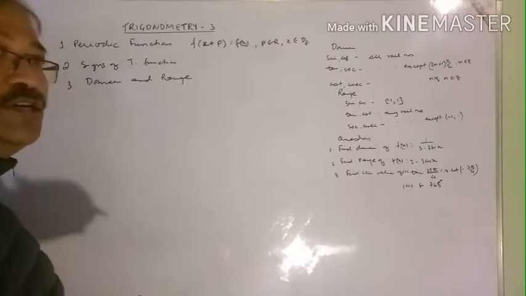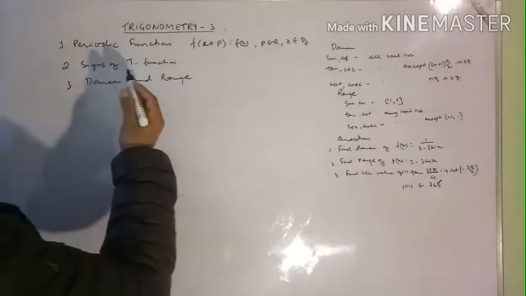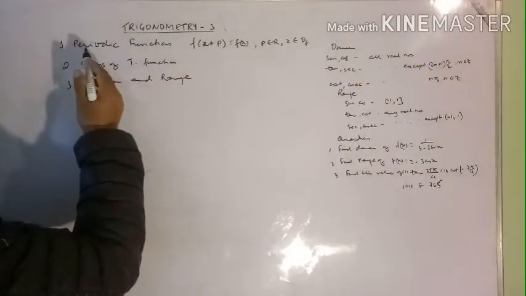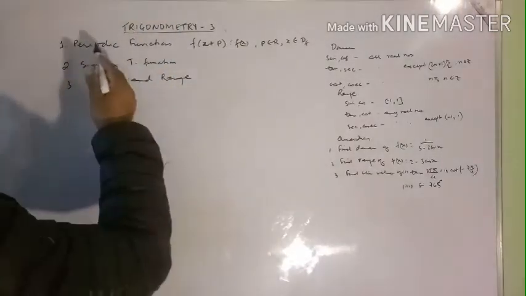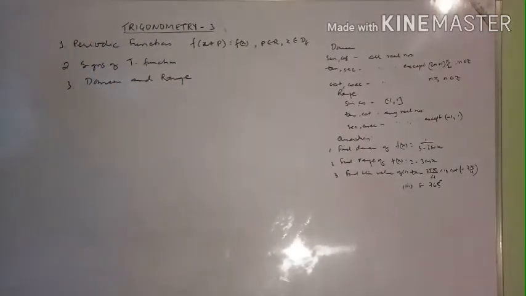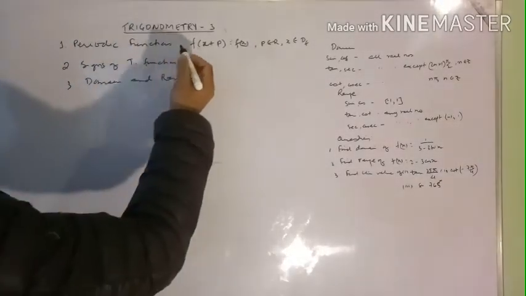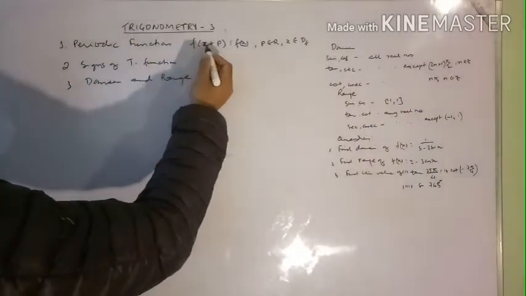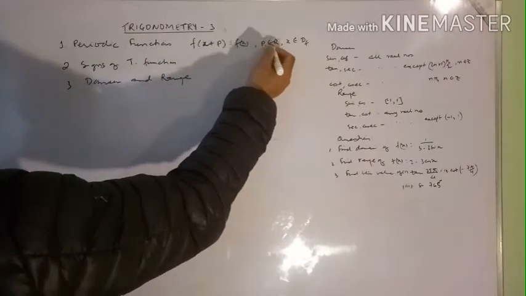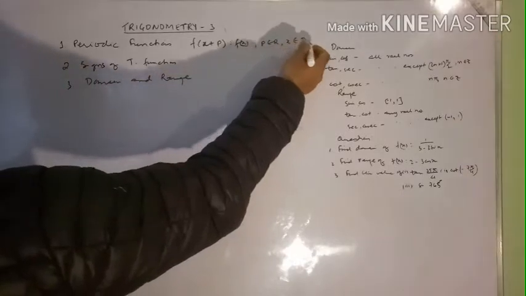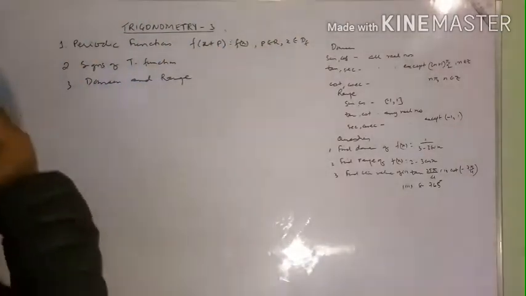Hello children, so we'll continue with trigonometry. Now today we'll see that these trigonometric functions are periodic functions. Okay, now let's try to understand what we mean by periodic function. Now if f of x plus p is equal to f of x, where p is a real number and x is in the domain of the function, then it is called a periodic function.